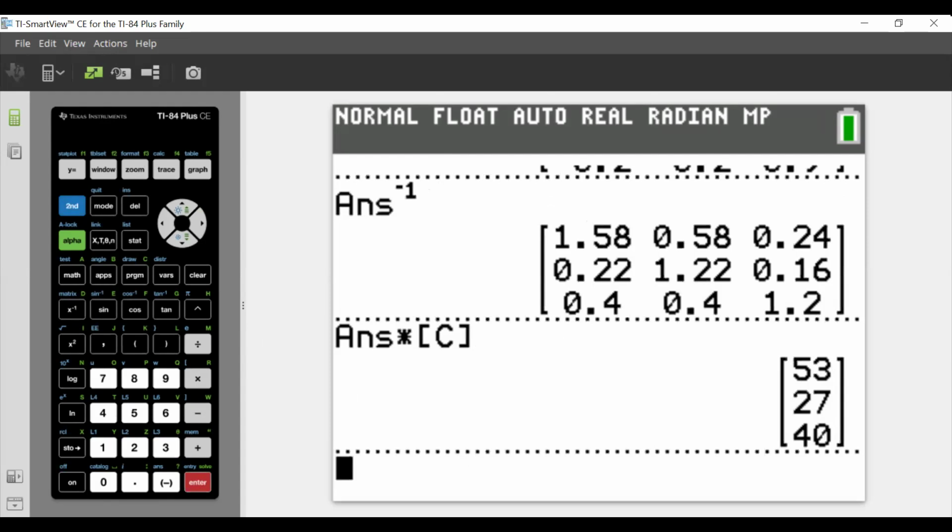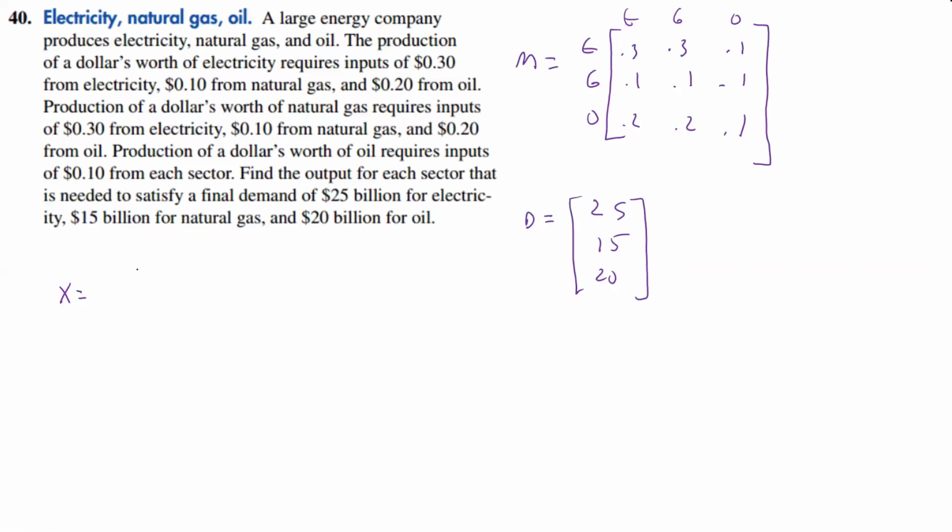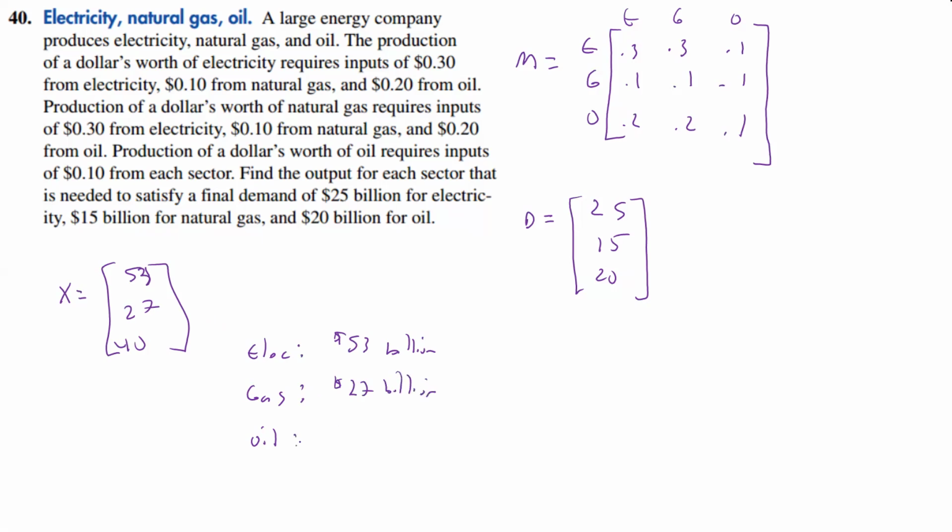So, coming back over here, that gave us X was 53, 27, and 40. Now, what does that mean in terms of our problem? Well, electricity is going to be 53 billion. Then the next one was gas, and then the next one was oil. That's going to be 27 billion, and this one was going to be 40 billion. Okay.